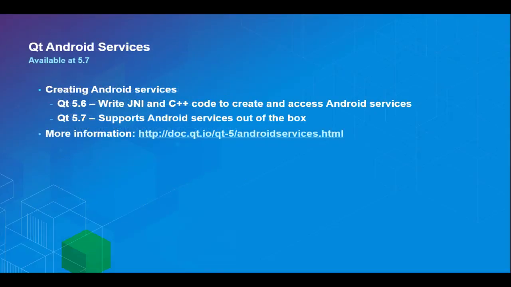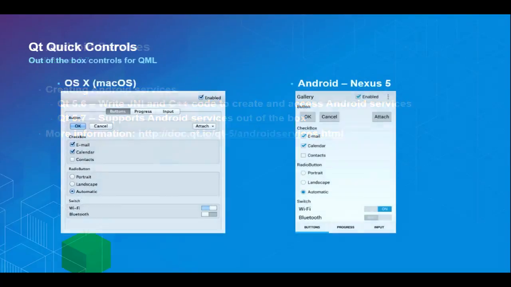Qt Android Services was something that was not available at Qt 5.6 and before, but at Qt 5.7 they've brought it in. So say for instance your application went in the background and got suspended and you wanted to still collect location data. Well, at Qt 5.6 they didn't allow you to really spin up a service to do that. They're allowing you to do that at Qt 5.7. At 5.6 you'd have to write the JNI C++ code yourself to do it, but at 5.7 they'll have an API for that. Here's a link with more information about that at 5.7. But something to be aware of for sure.